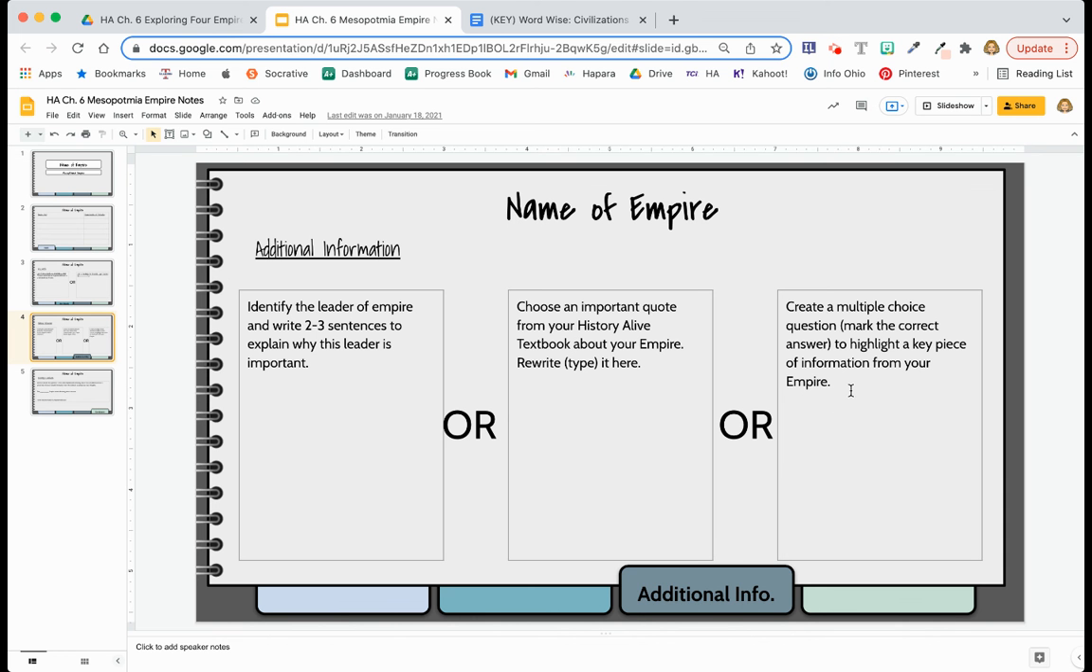Or do you want to create a multiple choice question? So think of yourself as a teacher, or like you're creating a quiz or a Kahoot, and create a multiple choice question, making sure to highlight the correct answer.